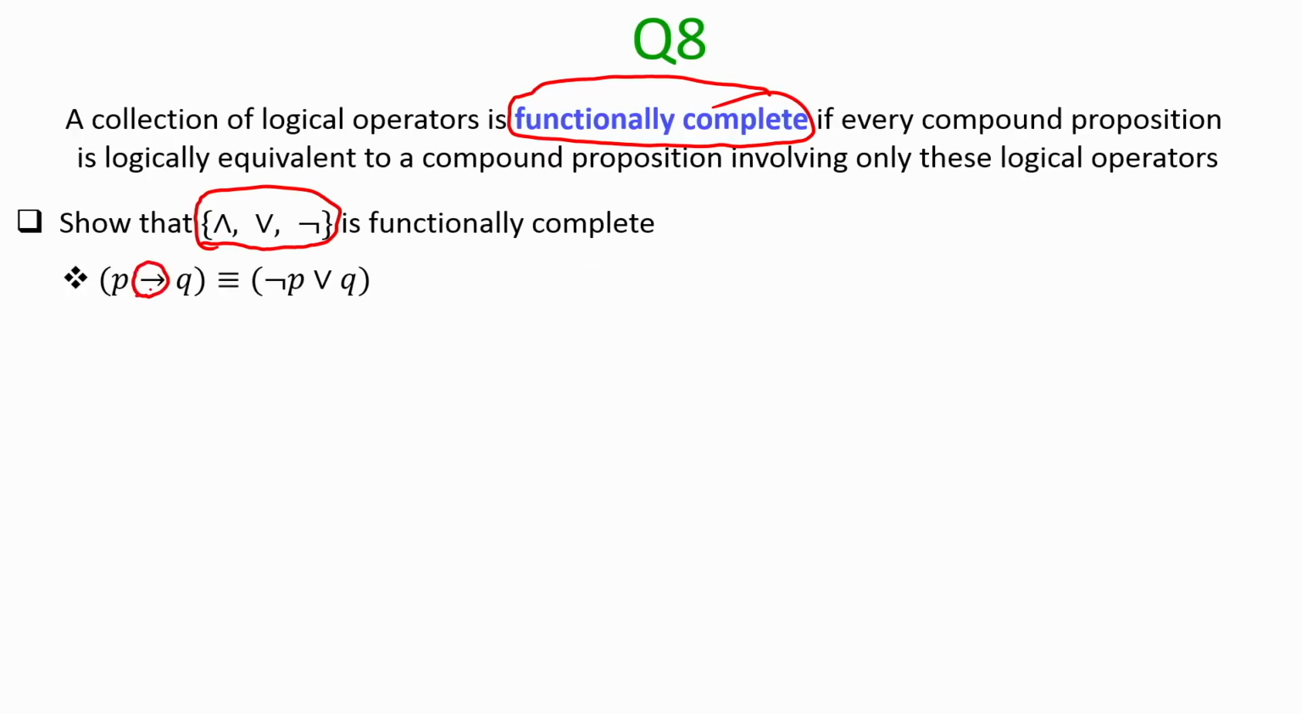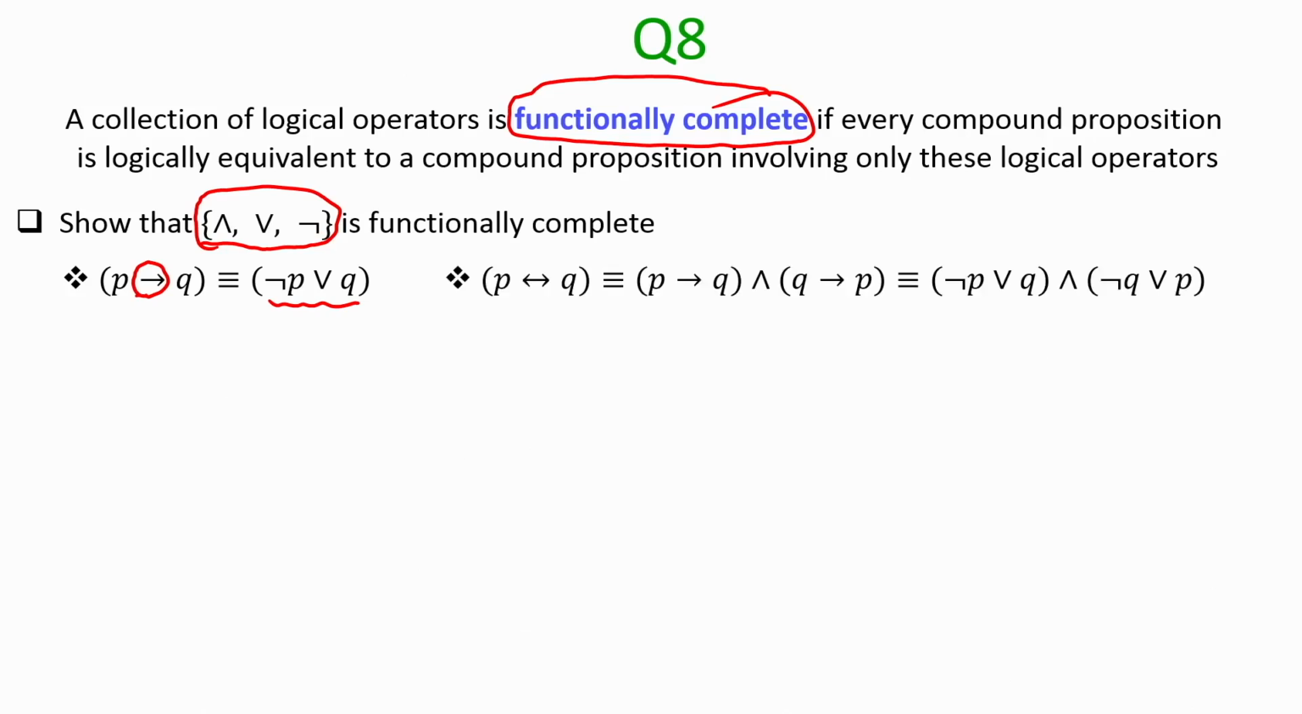In that case, what I can do is use this logical identity that P implies Q is logically equivalent to negation of P disjunction Q, and I can substitute P implies Q by this RHS expression. By applying this rule repeatedly wherever I have an occurrence of implication, I can remove those implications and I will now have an equivalent formula where everything is represented only in terms of conjunction, disjunction and negation.